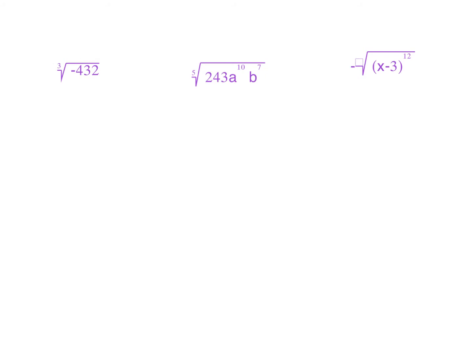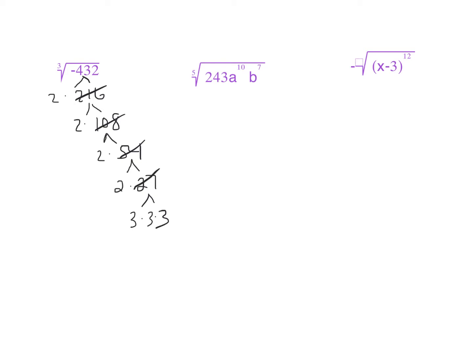What's going to happen is I know 432 ends in a 2, so it's divisible by 2. So I'm going to break it down: 2 times 216. And the 216 also breaks down into 2 times 108. And then 108 breaks down into 2 times 54. And I'm going to go ahead and cross out the numbers I've already broken down into primes. 54 is 2 times 27. And then finally 27 is 3 times 3 times 3, from the cube lesson that we had.